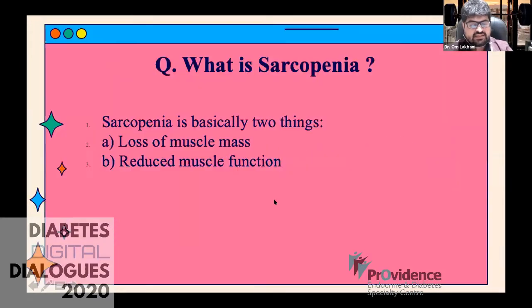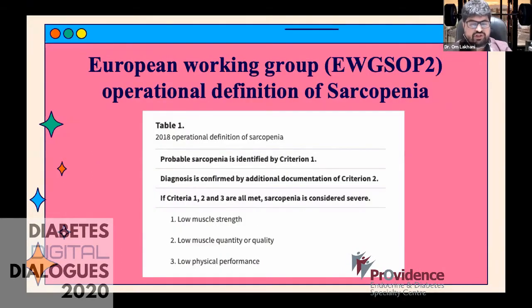So what exactly is sarcopenia? And as Sir described to us, sarcopenia is basically two major things. One is the loss of muscle mass, but more importantly, the reduced function of the muscle. A more formal definition, given by the European Working Group, says that if one of the three criteria, that is loss of muscle strength, loss of muscle quantity, or low physical performance, is there, you should consider sarcopenia. But of course, if all three are there, you should consider a severe form of sarcopenia. So that is basically an operational definition of sarcopenia.